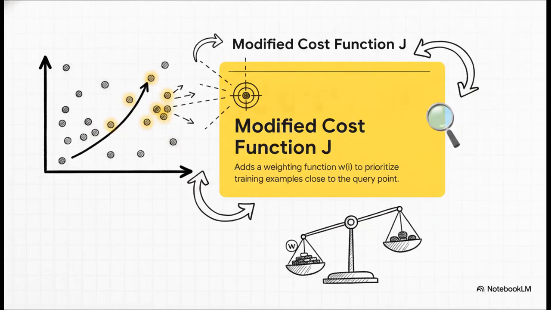So how does that actually look in math? Well, in standard linear regression, you minimize a cost function that treats every single data point exactly the same. But to make LWLR work, we use a modified cost function. We add in this weighting term, which we call w_i. And its only job is to tell the algorithm exactly how much attention it should pay to each specific training example when it's fitting that line. It basically rolls out the red carpet for the data points closest to our query point.